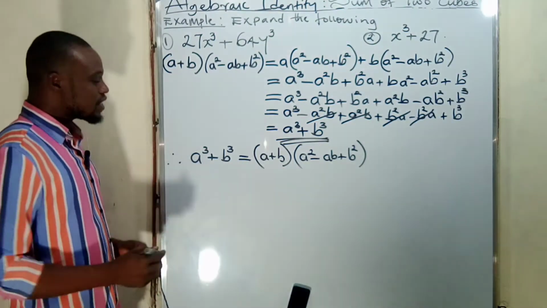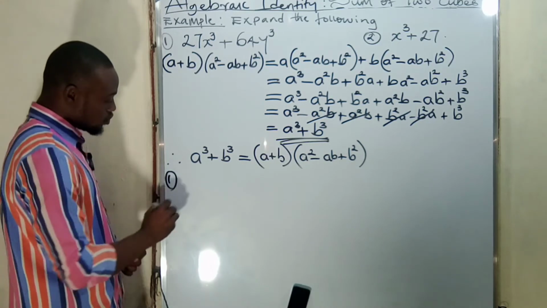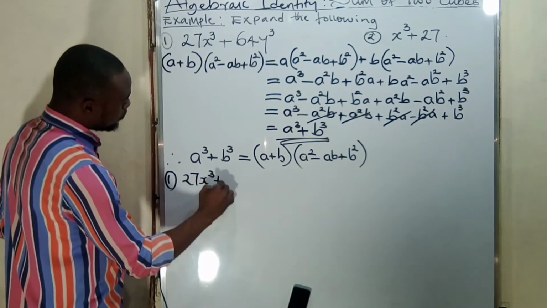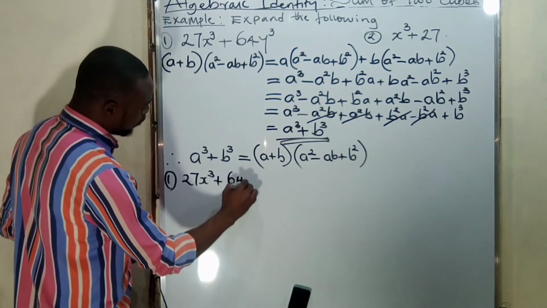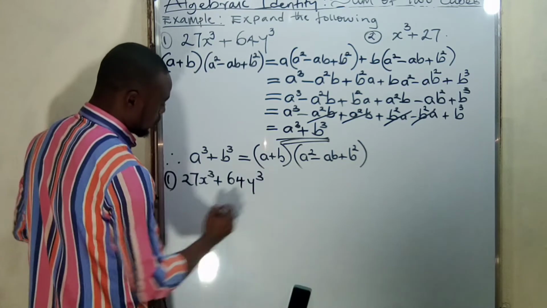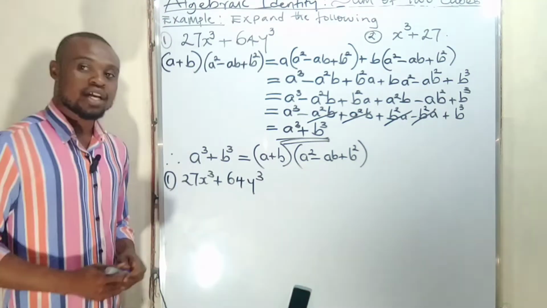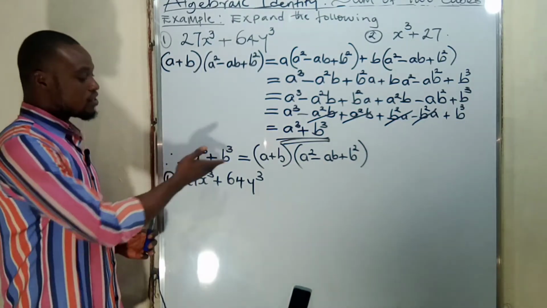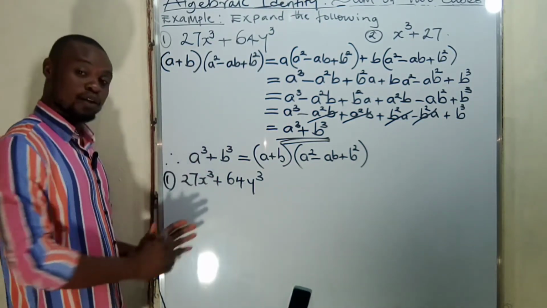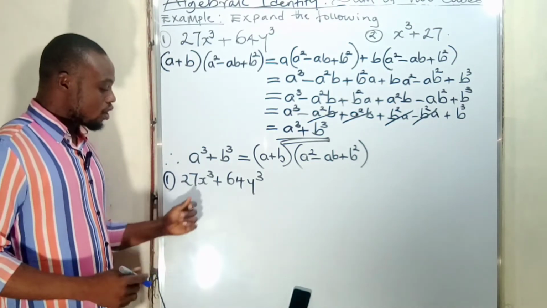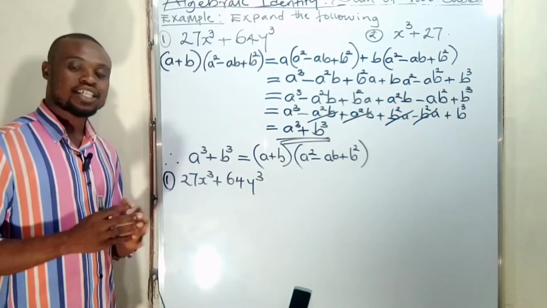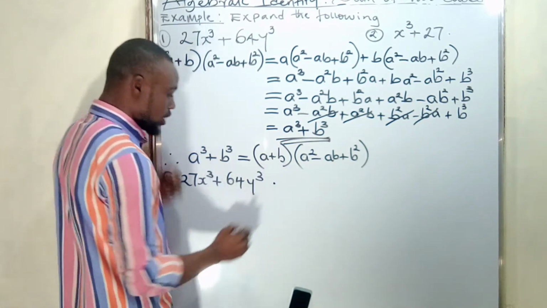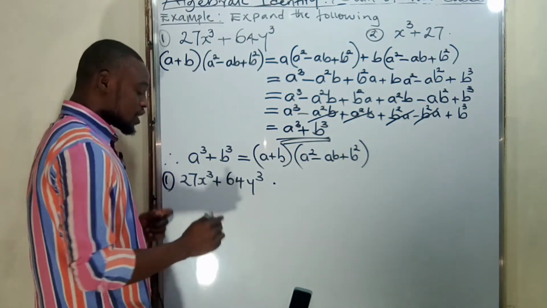So in our example, particularly example number 1 that I said I'm going to solve, is 27x cubed plus 64y cubed. All right, if you look at this expression very well, you discover that the question is somewhat like this, but it's not spelled out clearly. So what we are going to do is write 27 in index form and 64 in index form.